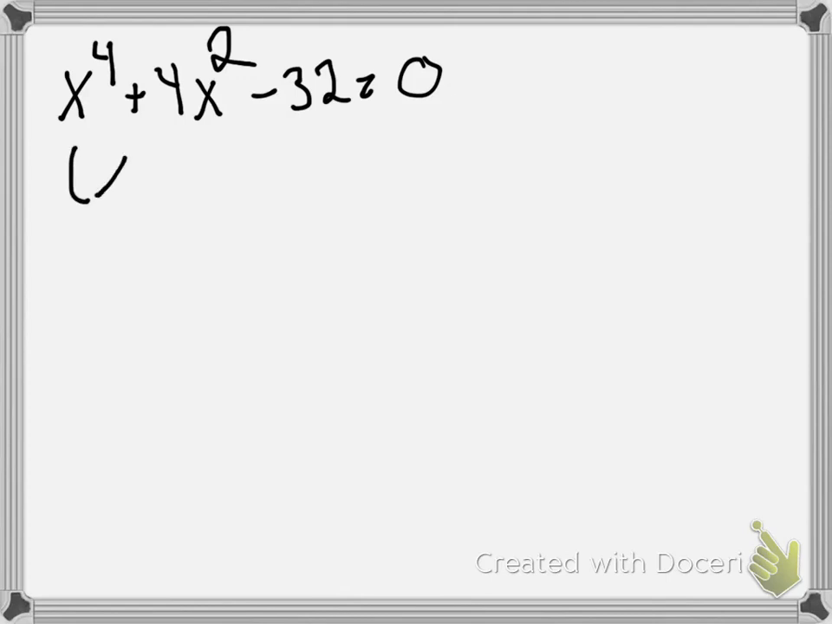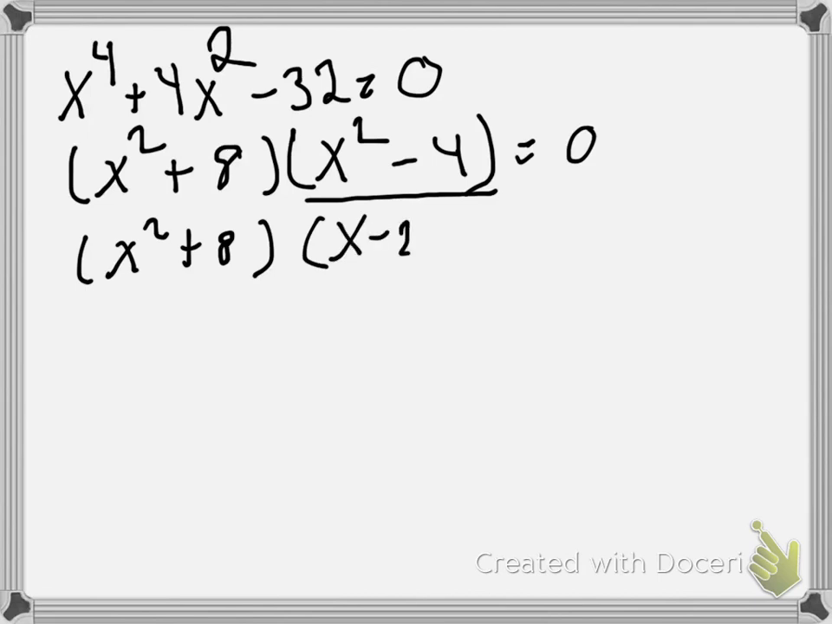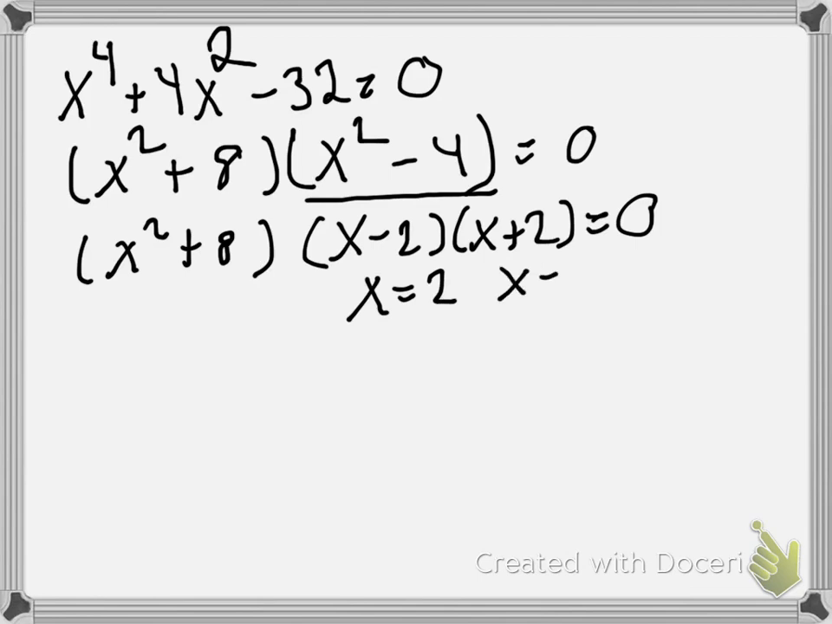So I've got x squared, and I've got x squared. Now what multiplies to get negative 32 and adds to get 4? Well, plus 8 minus 4. Okay, so what do I do now? Well, x squared minus 4 happens to be a difference of squares, so I'm going to have x squared plus 8 times x minus 2 times x plus 2 equals 0. Well, hopefully you see easily that this is x equals 2, and this is x equals negative 2.